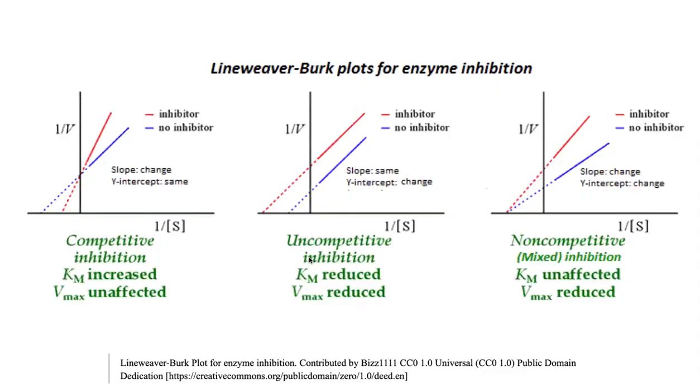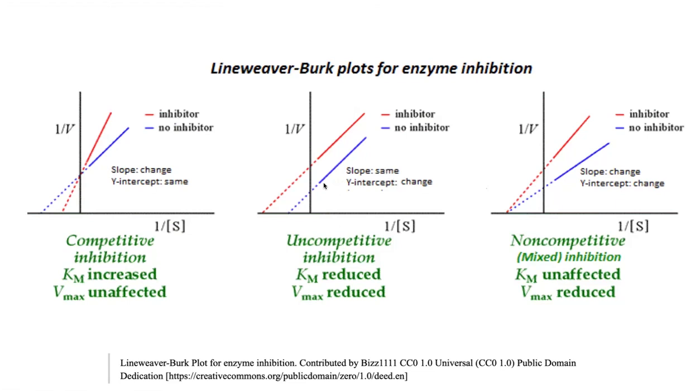get smaller. So if we have competitive inhibition, remember that's going to increase our Km. So in the presence of our inhibitor, if the Km was getting bigger, this is going to get smaller, it's going to get closer to the origin. And we're not having a difference in our Vmax, so we're going to have the same y-intercept.